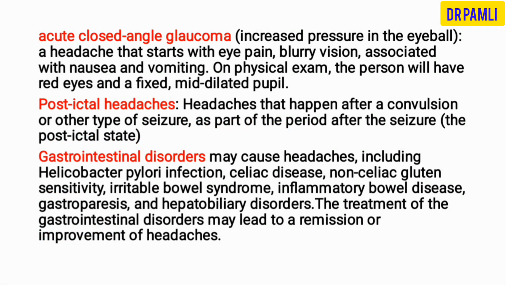As we continue with secondary headaches, we have acute closed angle glaucoma, increased pressure in the eyeball, a headache that starts with eye pain and blurry vision, associated with nausea and vomiting. On physical exam, the person will have red eyes and fixed mid-dilated pupils. So not all red eyes are conjunctivitis, and these particular patients need to be examined thoroughly in the eye clinic to elicit more causes of this.